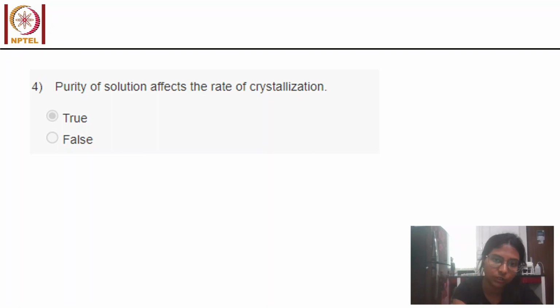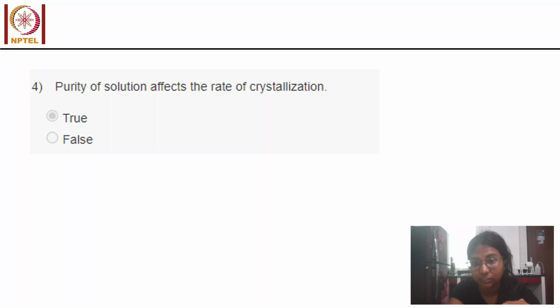So the fourth question was that purity of solution affects the rate of crystallization. This is obviously true, because if you have a compound dissolved in a solvent, you have to do it in some vessel in the lab. You can use a conical flask, a beaker, or a test tube. Sometimes people even do crystallization in NMR tubes. However, if the vessel you are using is not very clean and has residues of something that was previously there, then many things can happen.